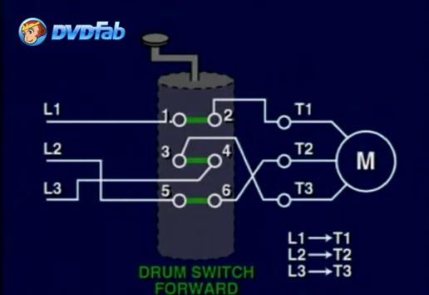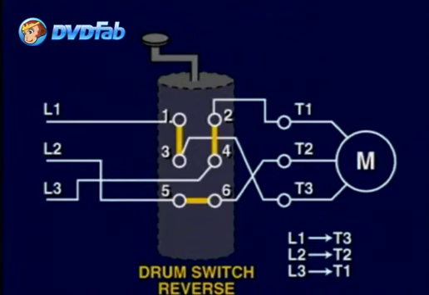When the drum switch is placed in the reverse position, the contact segments 1 and 3, 2 and 4, and 5 and 6 will be making connection, thus connecting L1, L2, and L3 to T3, T2, and T1, respectively, for a reverse motor rotation. This is illustrated by the heavy lines making contact on the screen.